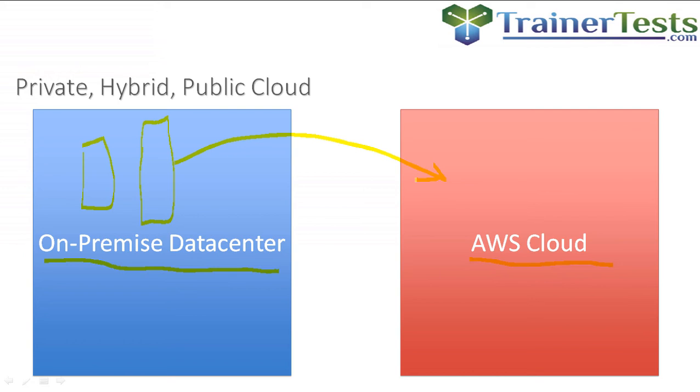But those are three terms that you really need to understand. Private cloud, that's our on-premise data center that is virtualized. Public cloud is a service provided by a third party, such as AWS. And hybrid is when we have a little bit of each.